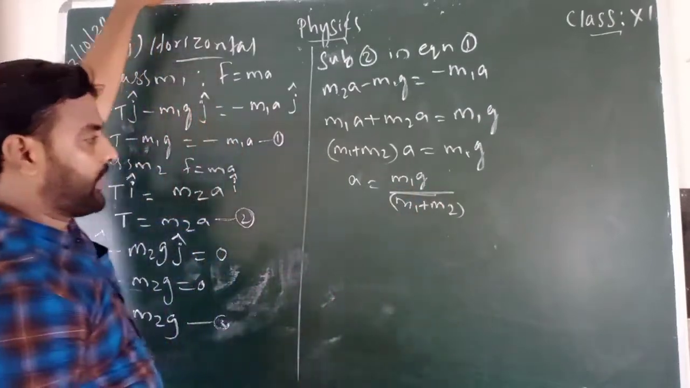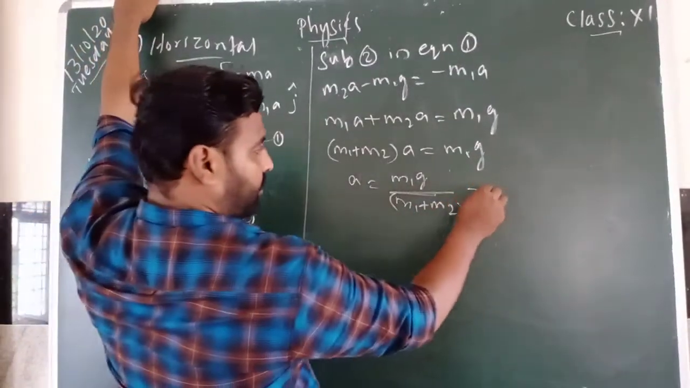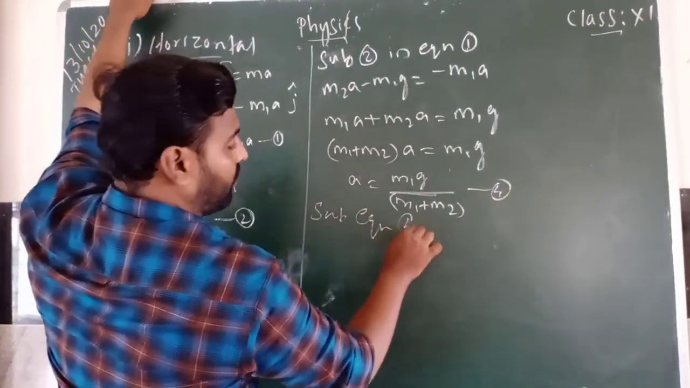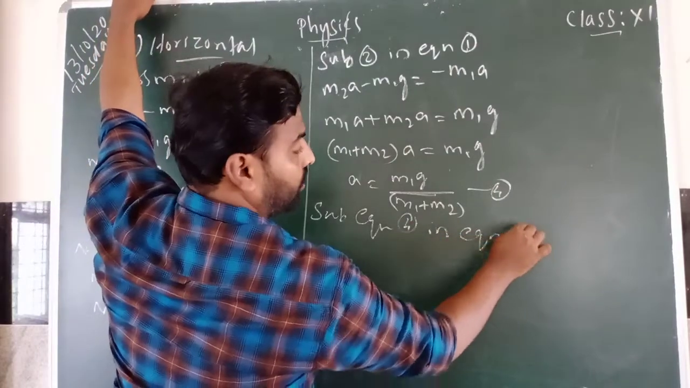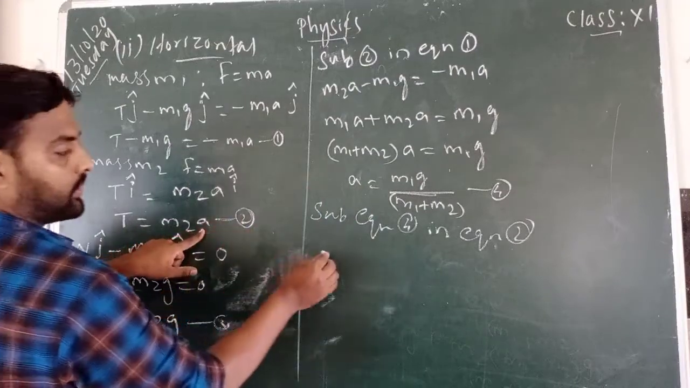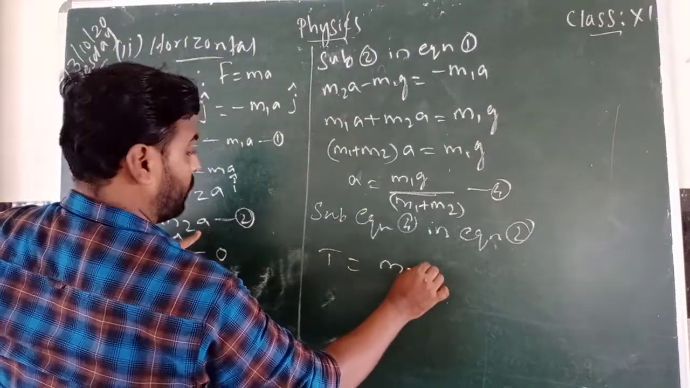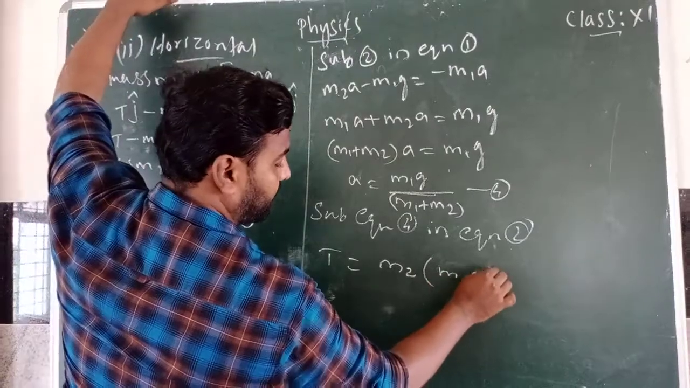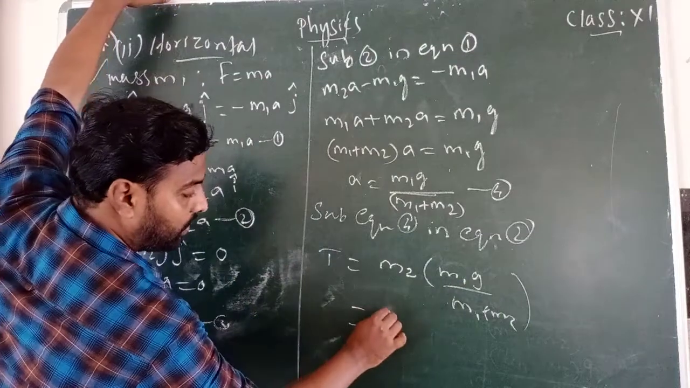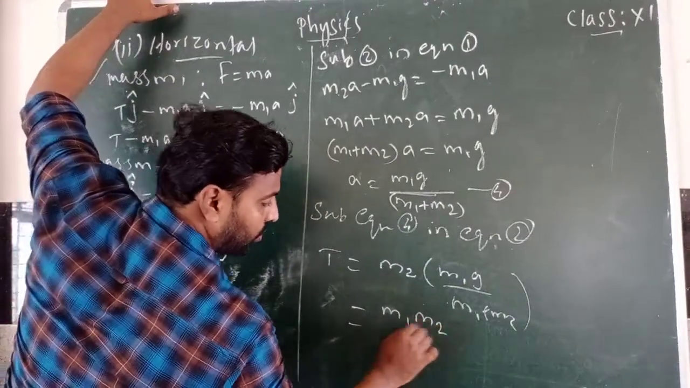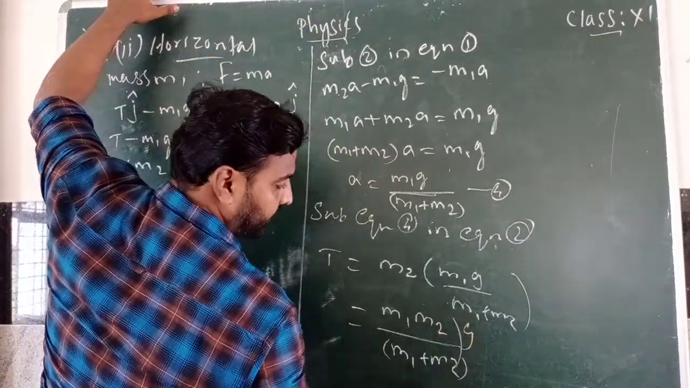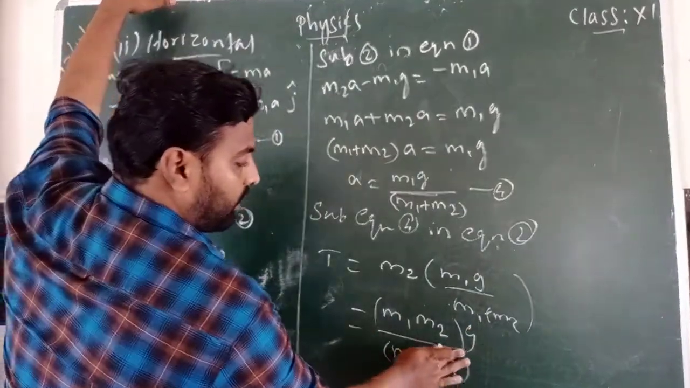This is the acceleration value, equation 4. Substitute equation 4 into equation 2, so this acceleration value goes here. T is equal to M2 times M1G divided by M1 plus M2. So what comes out is M1 M2 divided by M1 plus M2, times G.